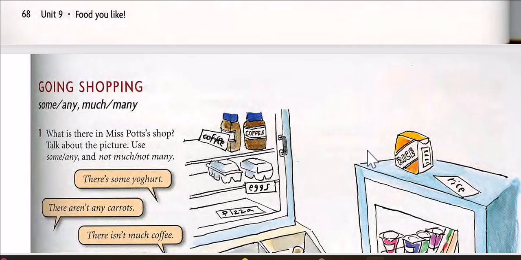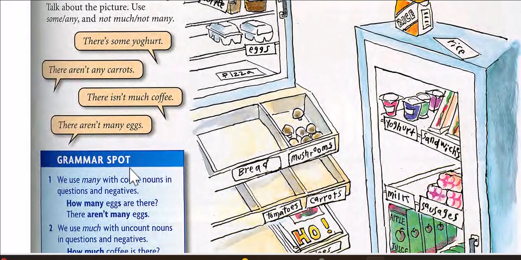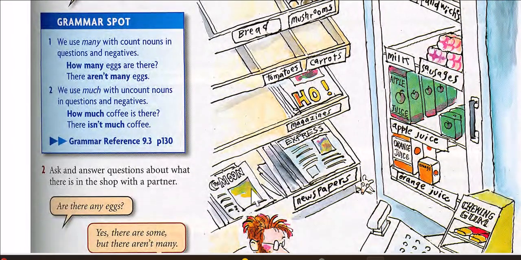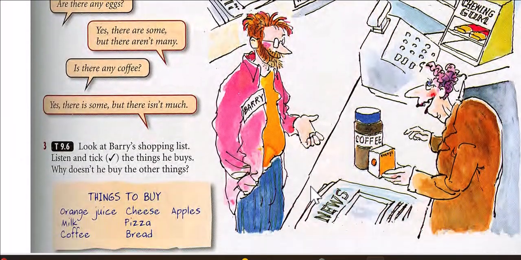And going shopping: some, any, much, many. What is there in Miss Potts' shop? Talk about the picture. Use some, any, and not much, not many. There is some yogurt. There aren't any carrots. There isn't much coffee. There aren't many eggs. So look at the picture, and you need to complete these things.